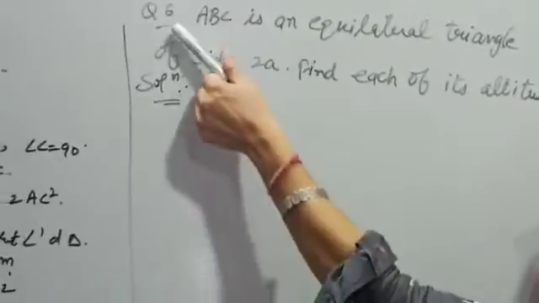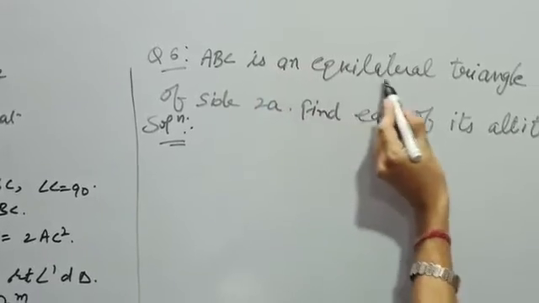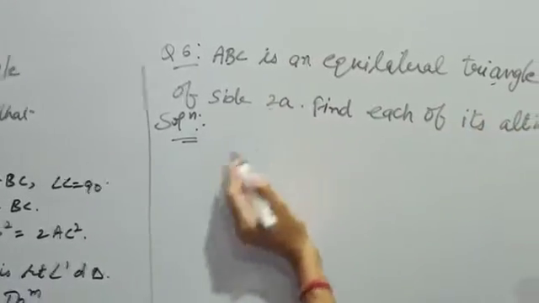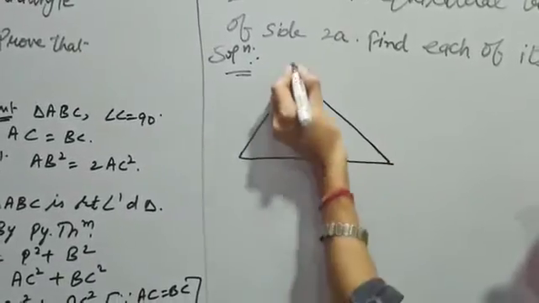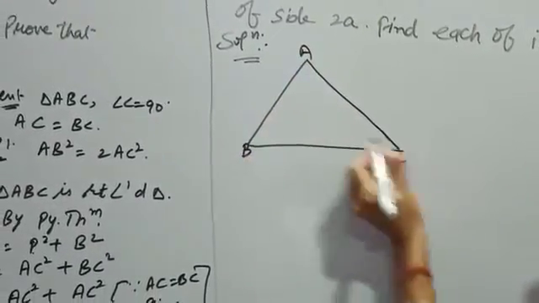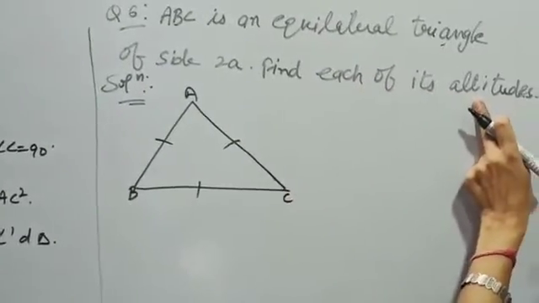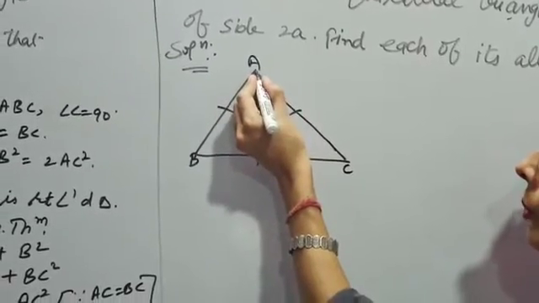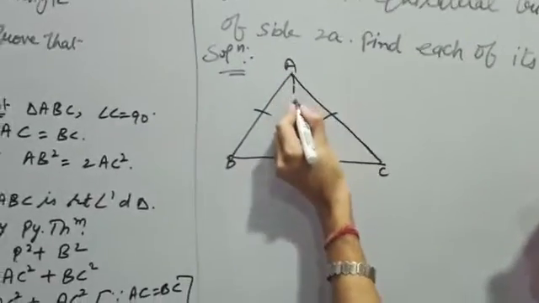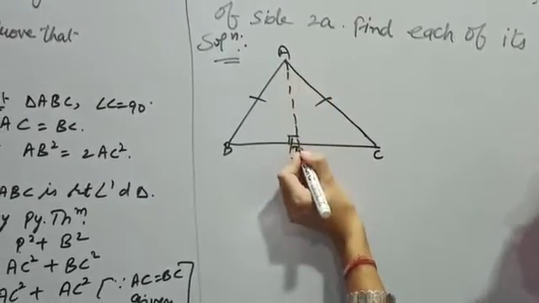Okay. Let us move to the next question. As the sixth question of the same exercise, it is given that triangle ABC is an equilateral triangle of side 2A. So here we are drawing a triangle which is equilateral. Equilateral means all sides are equal to each other. Find each of its altitudes. Altitude means a line drawn from a vertex to the opposite side making a 90 degree angle. Suppose AD is a perpendicular.